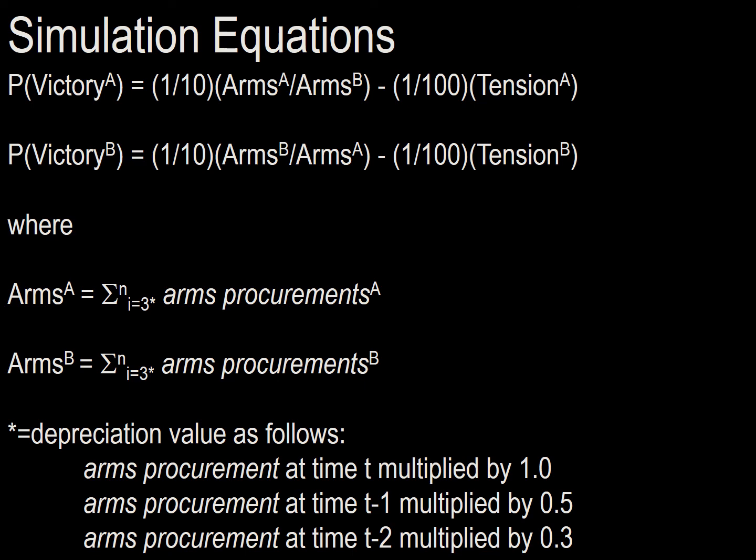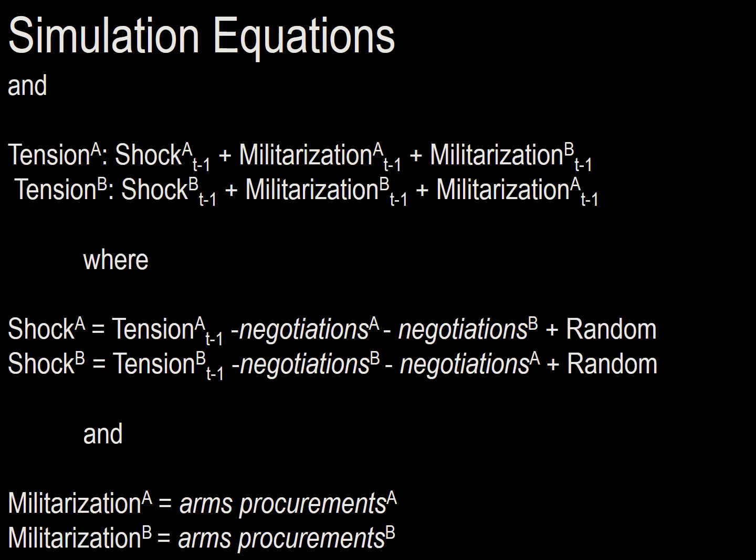Arms are equal to the sum of Ni over 3, which is the previous 3 years of the arms procurements, in which i equal to 3 is a depreciation value, where arms procurements at time t are multiplied by 1, at time t minus 1 multiplied by 0.5, and arms procurements at time t minus 2 are multiplied by 0.3. So it's just the normal decay of weapons.